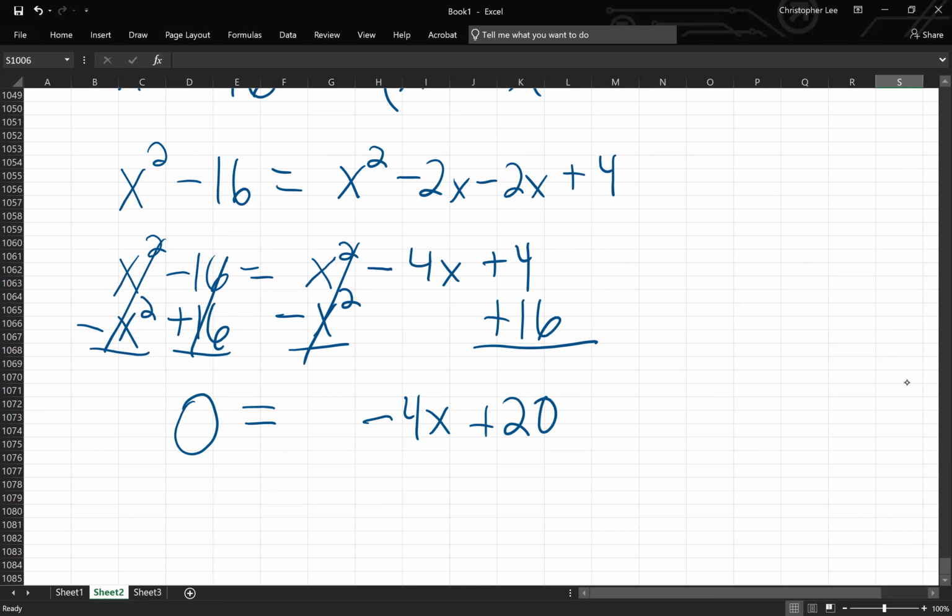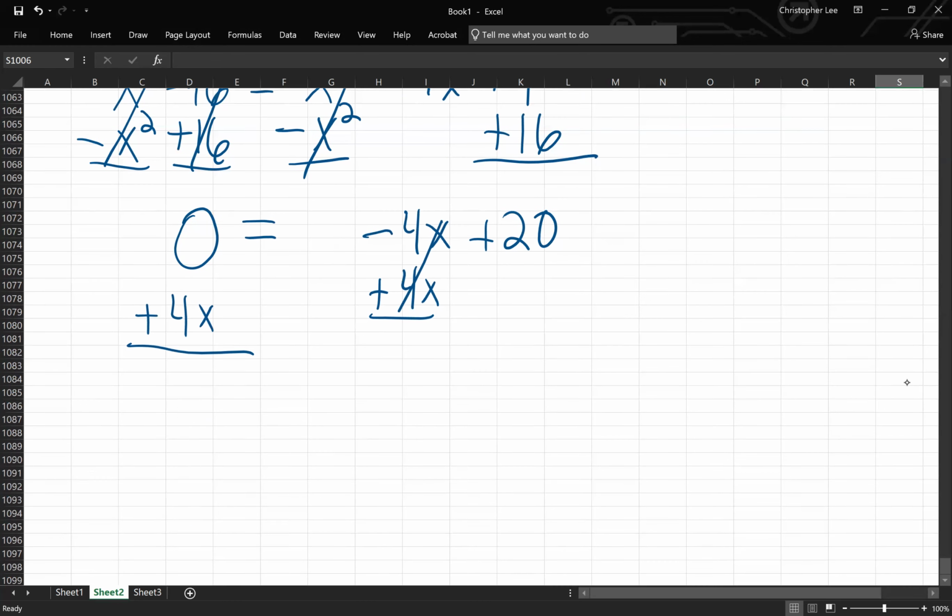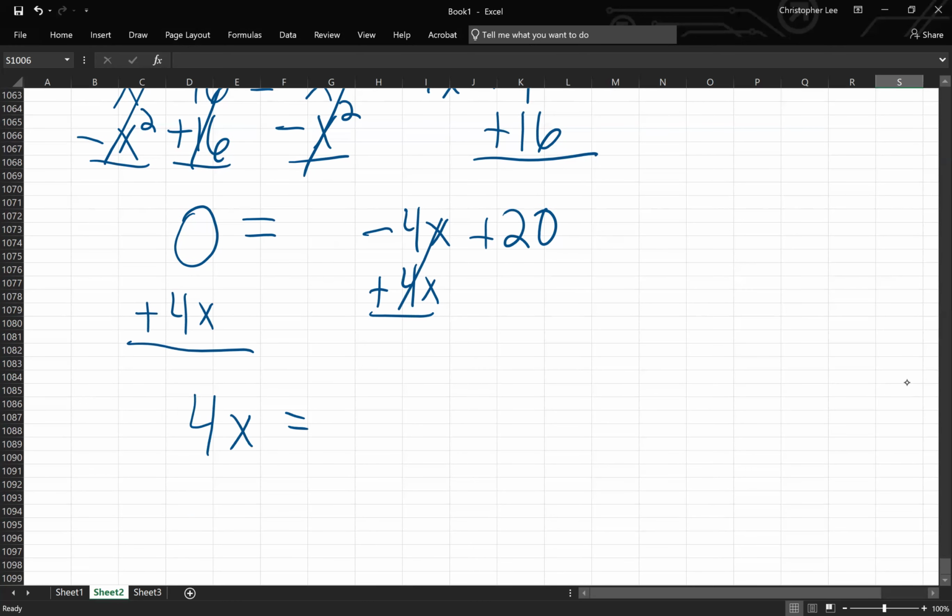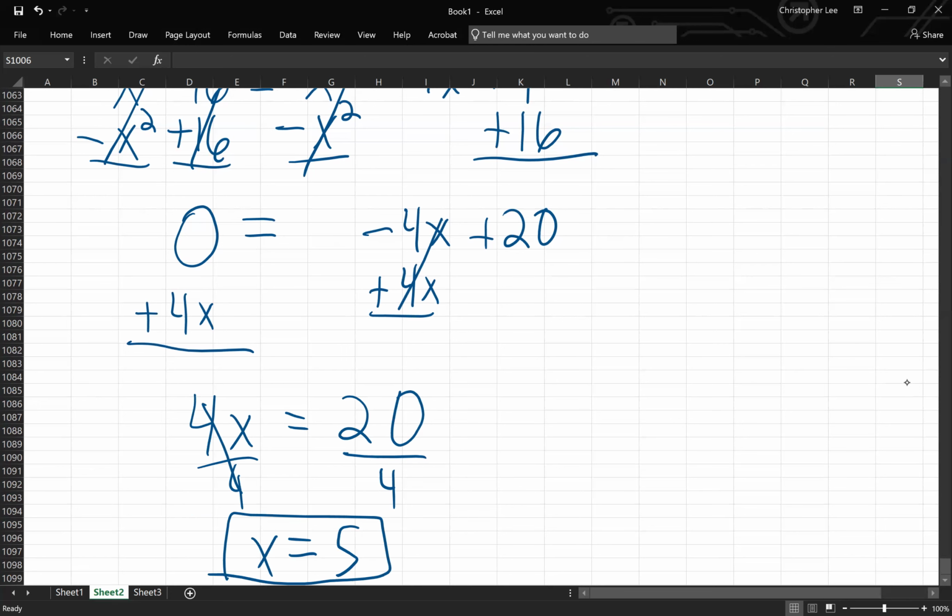And now I just want to solve for x. Keep it simple. What do you want to do? All right, so how do I move the negative 4x? Plus 4x, right? Add 4x over here. So now what do I got? I got 4x is equal to 20. What do I do after that? Good, divide by 4. What I do to one side I do to the other. X equals 5. Very good. And that's it.